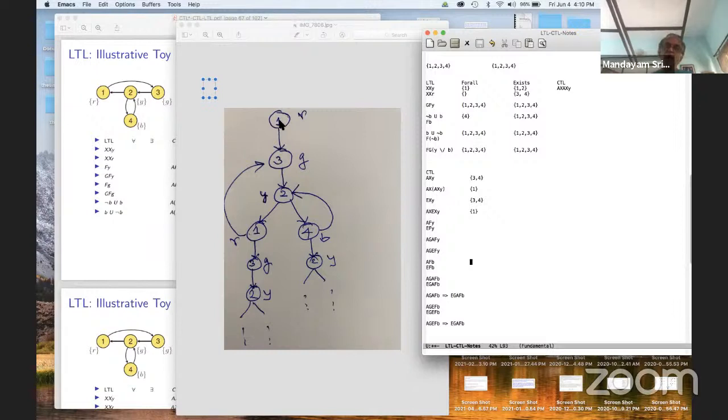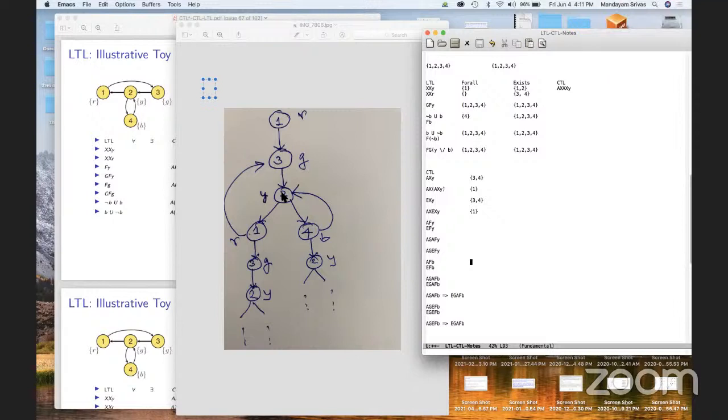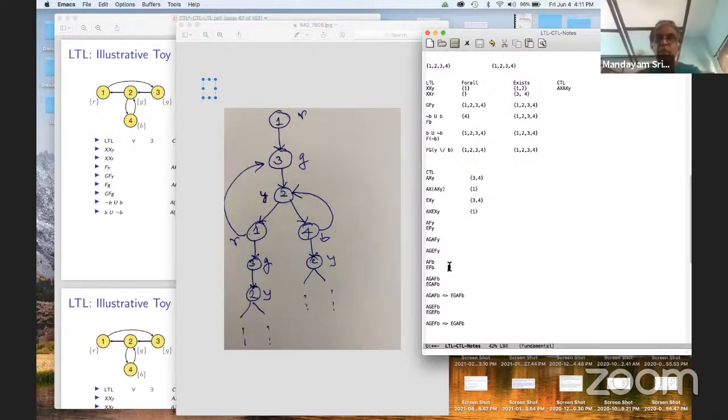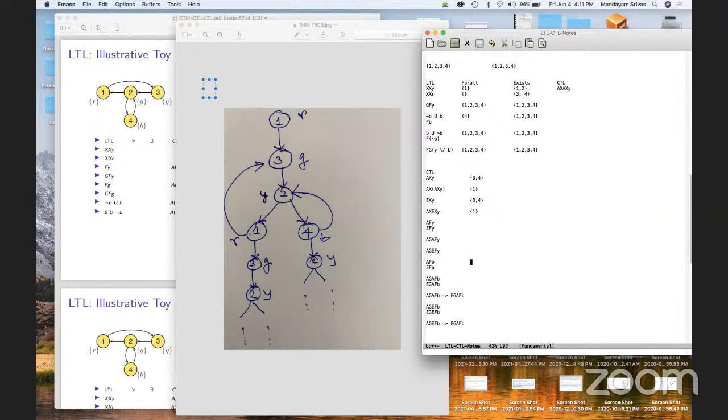Because from 1, there is a path that can loop around like this, on the left side here. 1, 3, 2, 1. So that never goes through B. So there are paths originating from 1, 3. As a matter of fact, from 2 also. So then only state 4 will satisfy. That is correct. So AF of B is only 4.